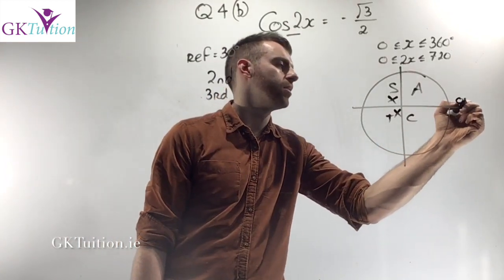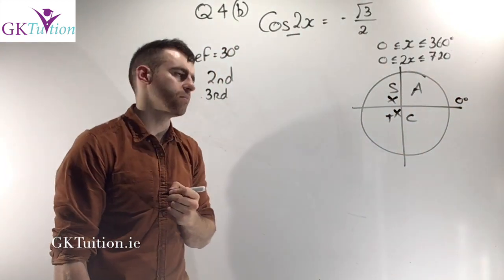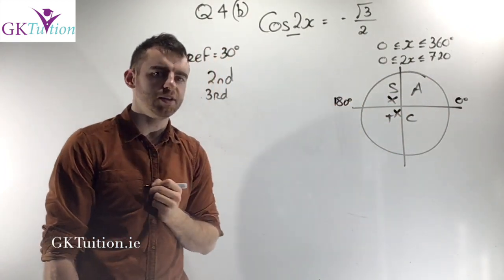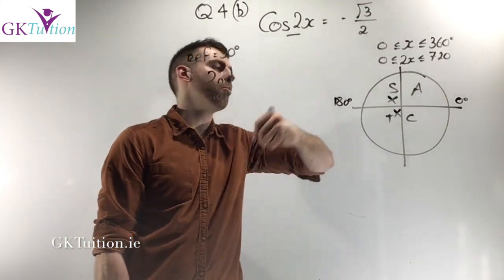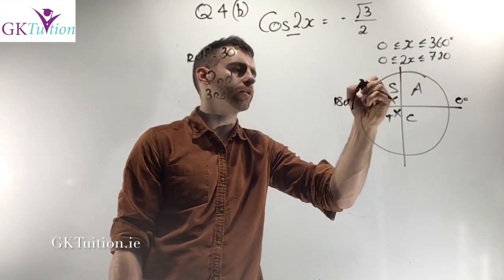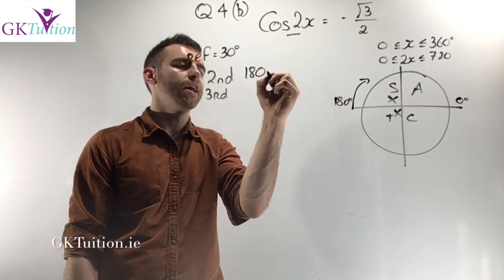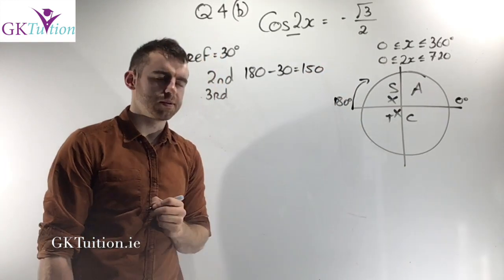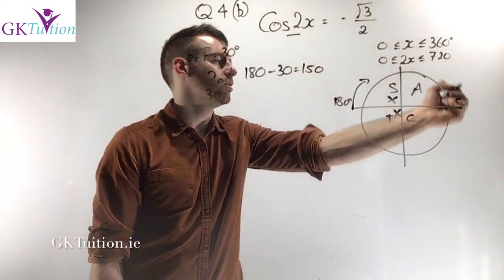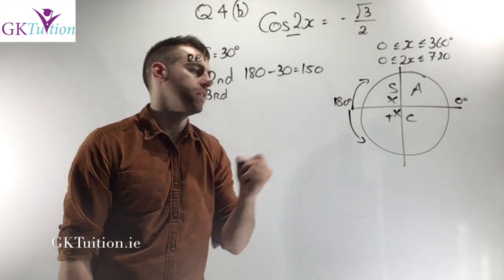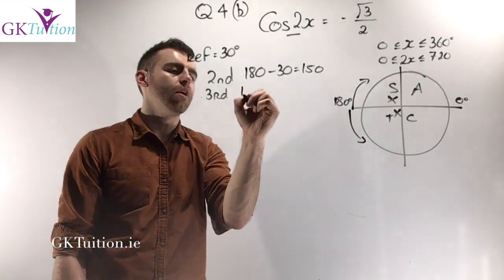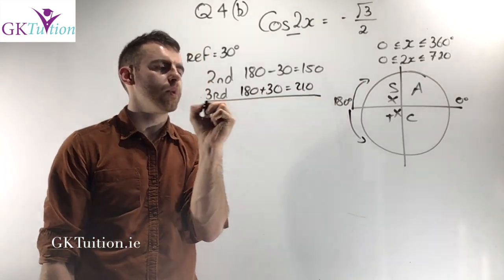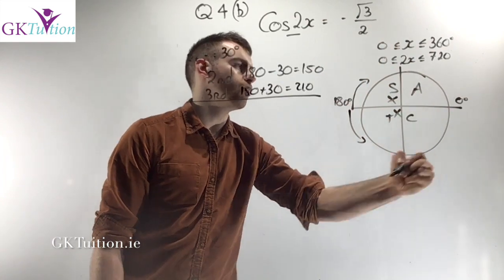Remember that we always start at 0 and then work in an anti-clockwise direction. By the time you've done half of a revolution, you're at 180 degrees. And I want to go back into S, or into the second quadrant. So mathematically, that's 180 minus your reference angle. So your first answer here is 150 degrees. To get a value in the third quadrant, you do half a revolution and you continue on into the third quadrant. If I'm continuing on, I'm adding my reference angle. So it's 180 plus 30, which is 210. So that's your answers if you did one revolution.